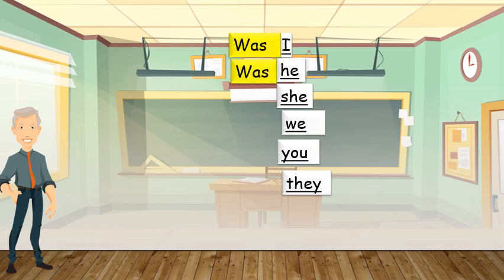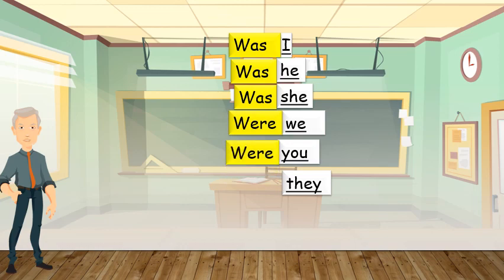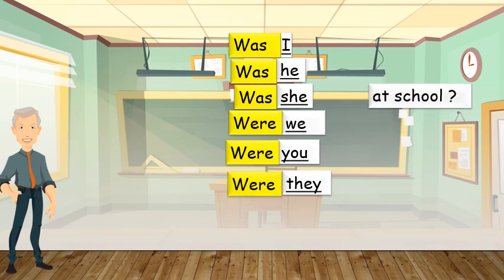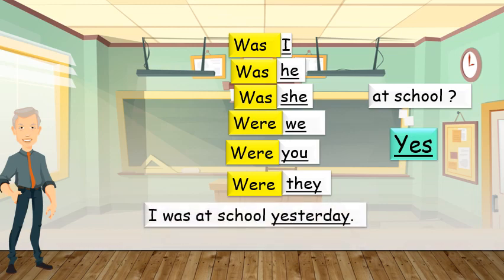Was I? Was he? Was she? Were we? Were you? Were they at school? Answer: yes. Yes, I was at school yesterday.